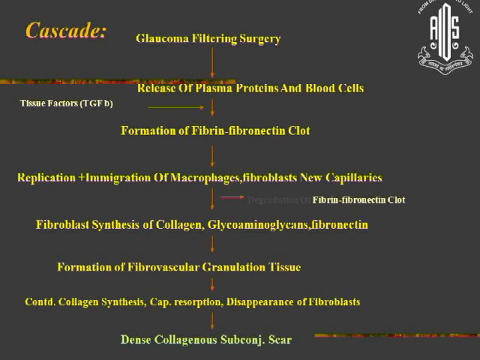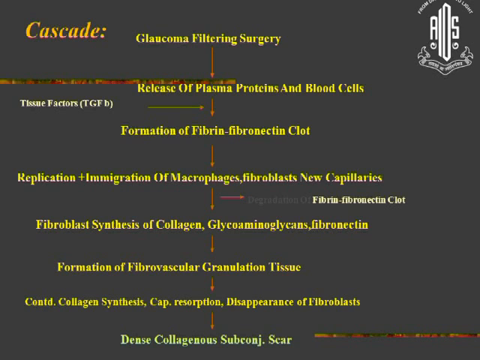which will ultimately lead to formation of the fibrovascular granulation tissue. And this process continues on, and there is continued collagen synthesis, reabsorption of the cells, and disappearance of the fibroblasts. Depending upon how much fibroblasts are there after a certain phase of the surgery, we would be able to know the functional outcome of our bleb.